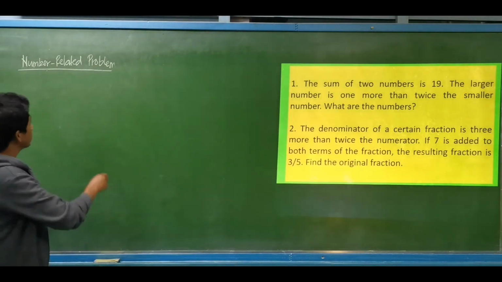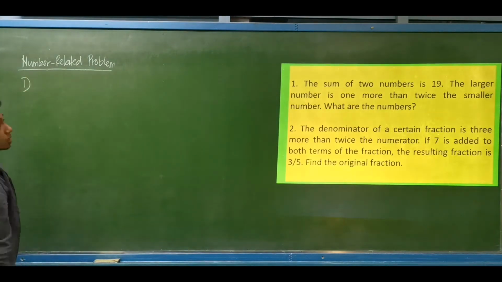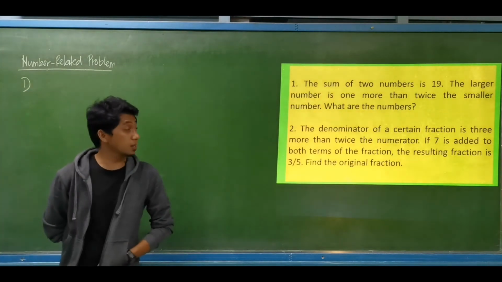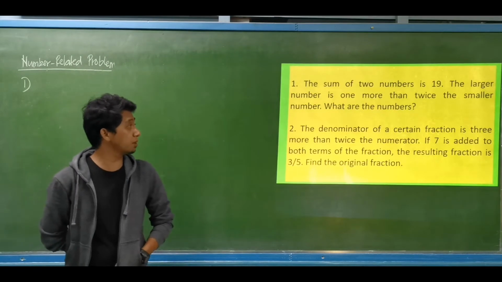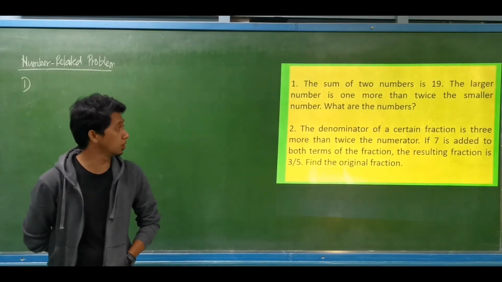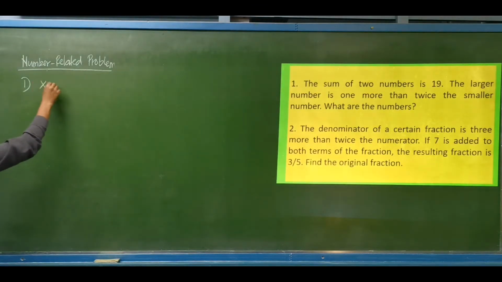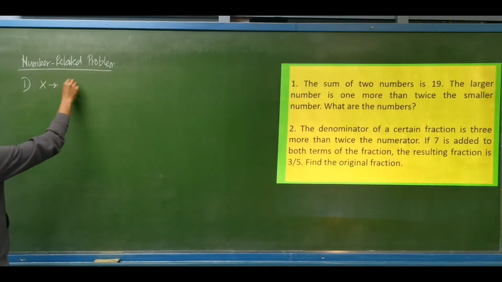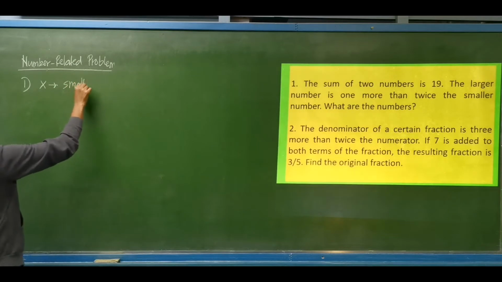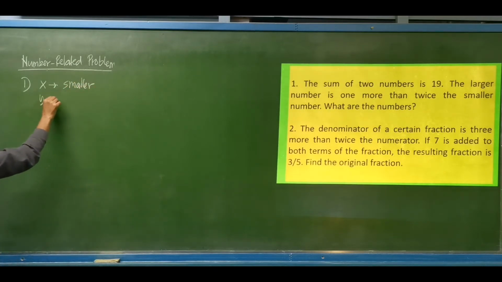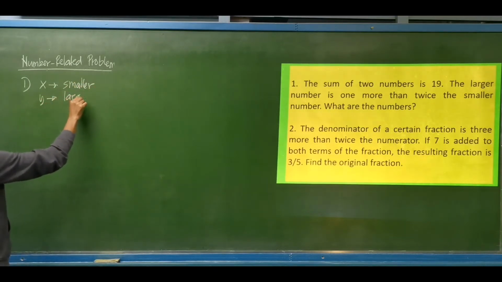Problem number 1, our first example. The sum of two numbers is 19. The larger number is 1 more than twice the smaller number. What are the numbers? So let us represent the unknowns with variables. Let's say x is the smaller number and y will be the larger number.